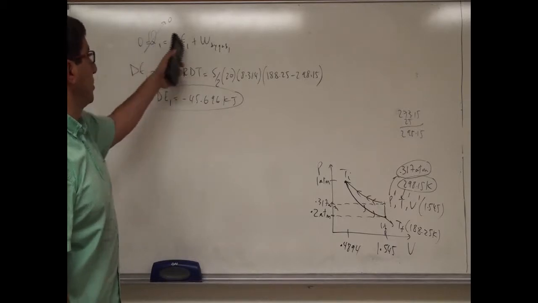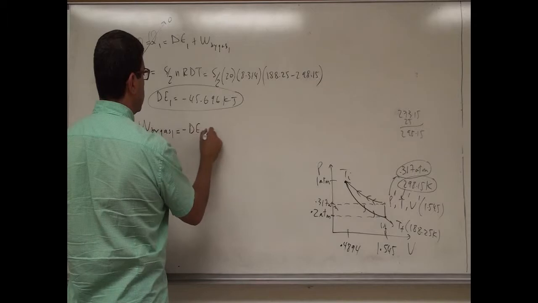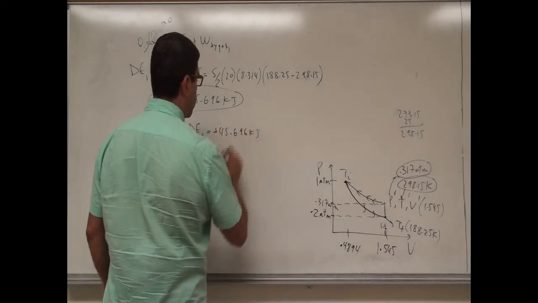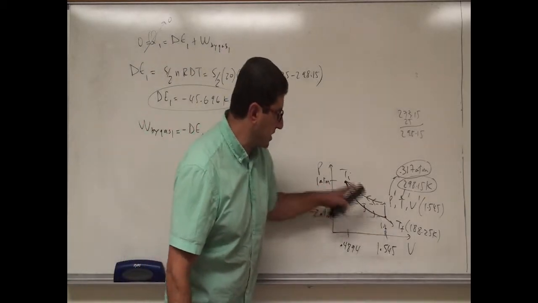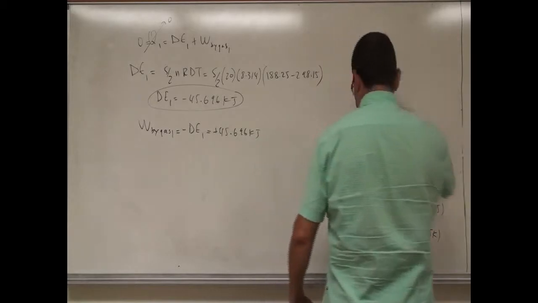Well, since Q is 0, the work by the gas is going to be negative delta E, so it's just going to be positive 45.696 kilojoules. So that's how much work the gas is doing in stage 1. Graphically, what that means is the area under the curve.